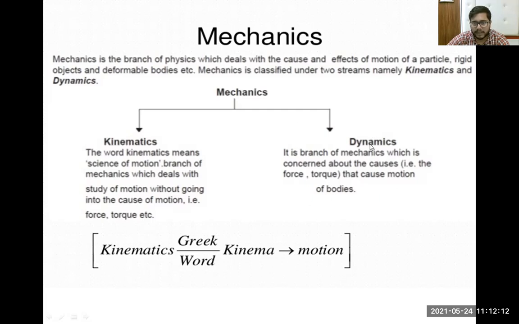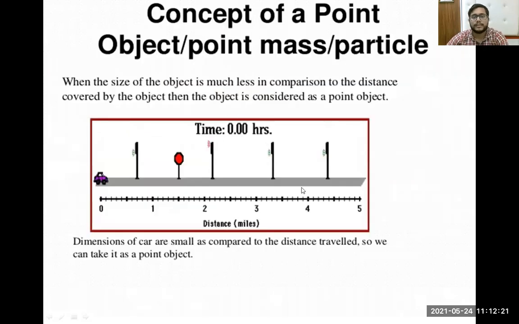So that part we will discuss in dynamics. And in kinematics, we will only deal with motion of the body. Now see, before we discuss kinematics, let us understand some of the basic concepts of point mass. So what is a point mass?